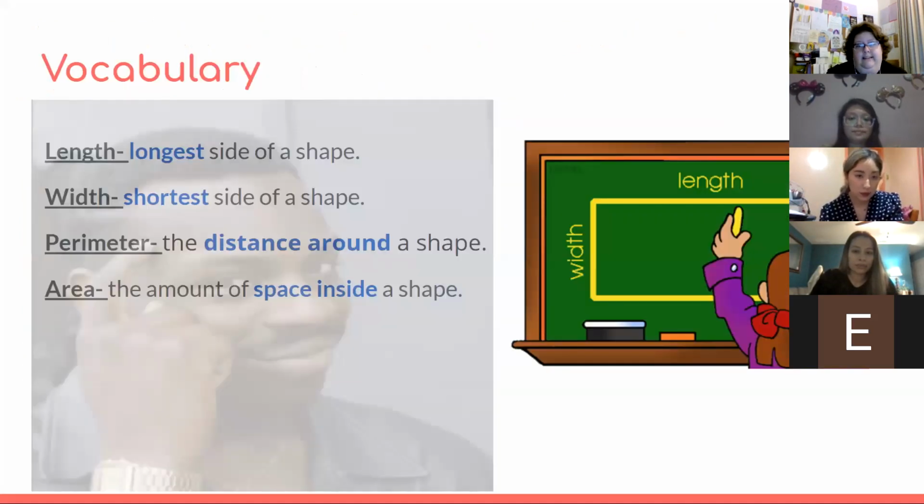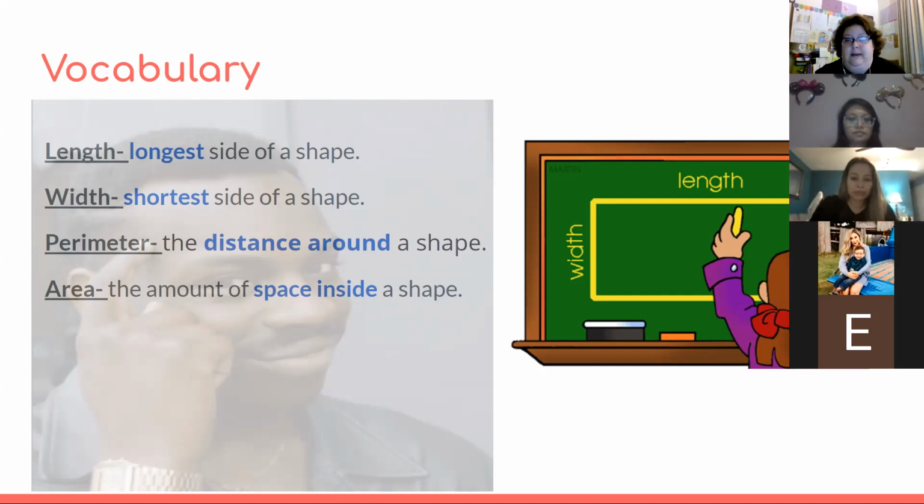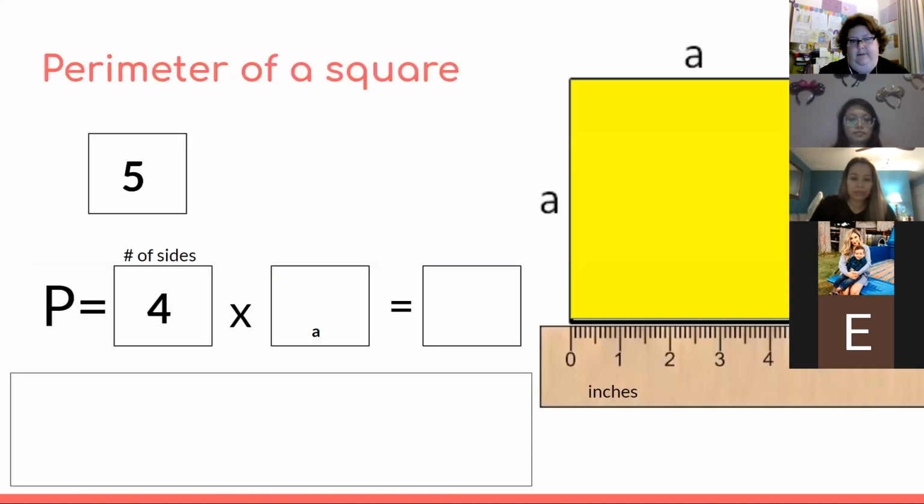So the length is the longest side of the shape of a rectangle, like the picture that we're seeing. That would be the length, the longest. The width would be the shortest. Perimeter is the distance around the shape. So if you were to walk the outside of the fence or the inside of the fence, you're walking the perimeter. The area would be the space inside the shape.